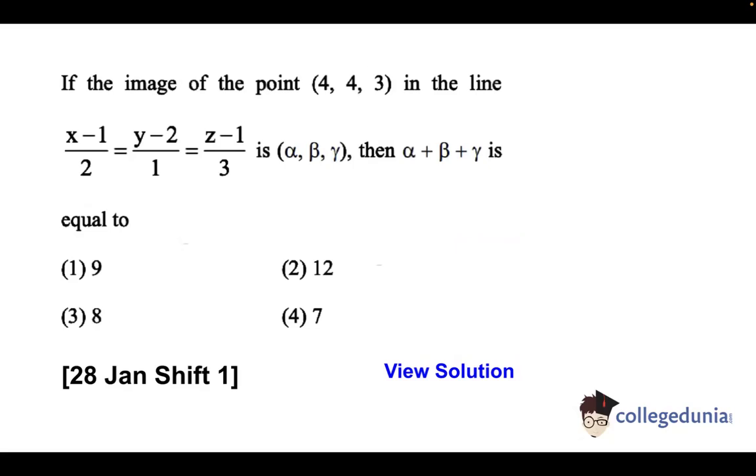This question is from image of a point. It came on 28 January, shift 1.